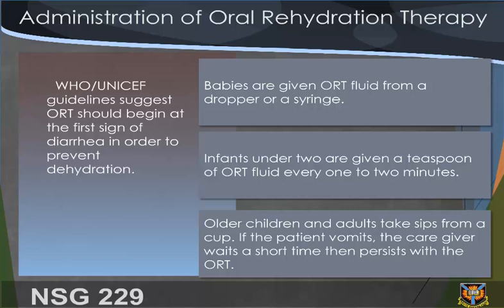Administration of oral rehydration therapy. WHO and UNICEF guidelines suggest ORT should begin at the first sign of diarrhea in order to prevent dehydration. Babies are given ORT fluid from a dropper or a syringe. Infants under 2 are given a teaspoon of ORT fluid every 1 to 2 minutes. Older children and adults take sips from a cup. If the patient vomits, the caregiver waits a short time, then persists with the ORT.